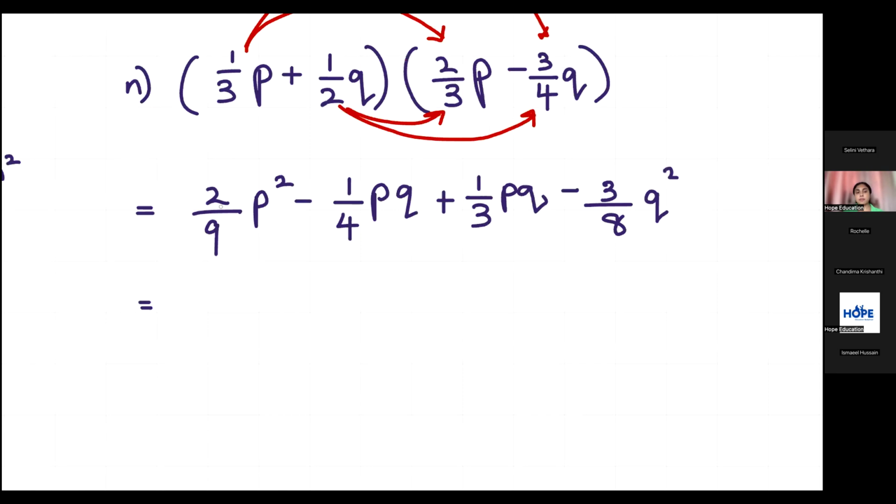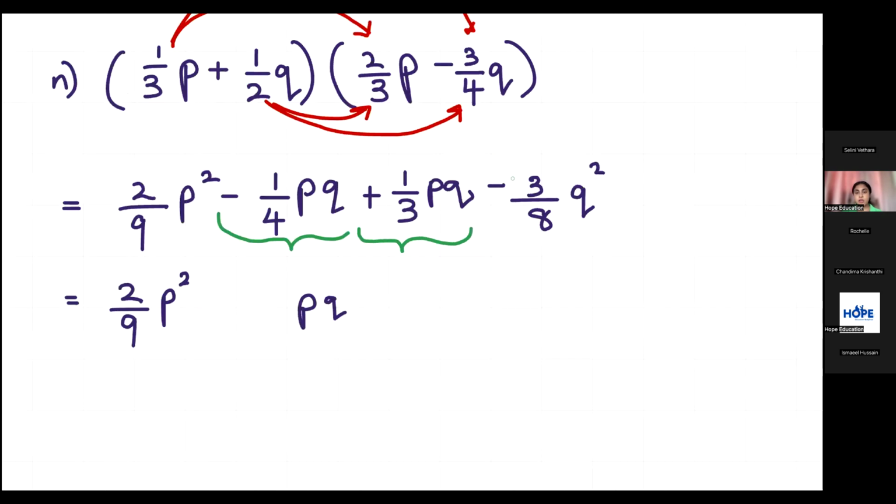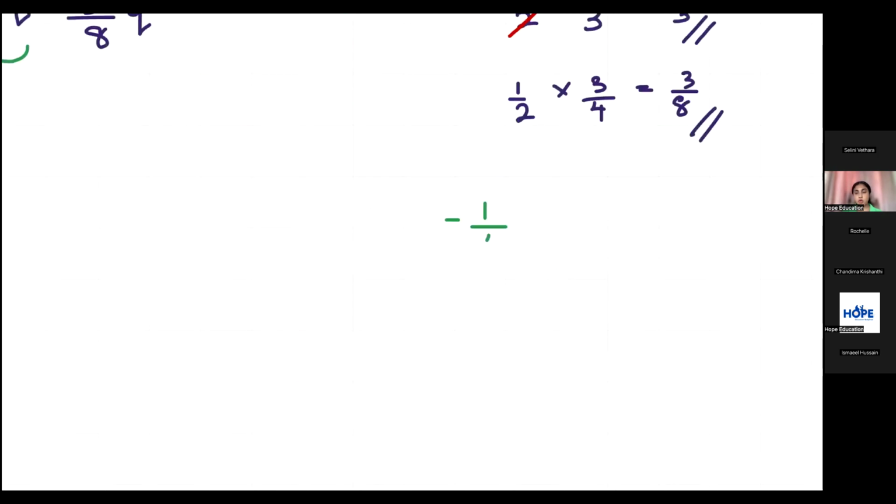Now here p squared, I will write it as 2/9 p squared. Now look at this one. pq. This is minus 1/4 pq. This is plus 1/3 pq. The pq we will just write like this, the answer will also be pq. Here this is minus 1/4 plus 1/3. How do I simplify this? What is the first step to simplifying this?